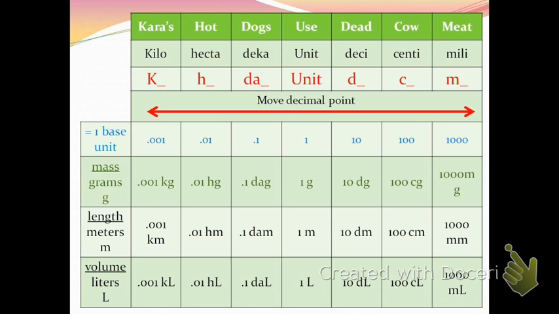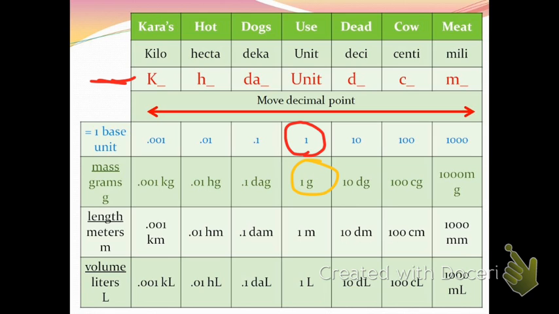Alright, and you'll see on the next line down, this is the symbol that we use for each one of these units. So the base unit, for whatever it is that you're talking about, is going to be our 1 right there. And if you're going from that base unit, for example, let's say we're going from grams to milligrams. So we start with 1 gram, and we're going to go to milligrams.